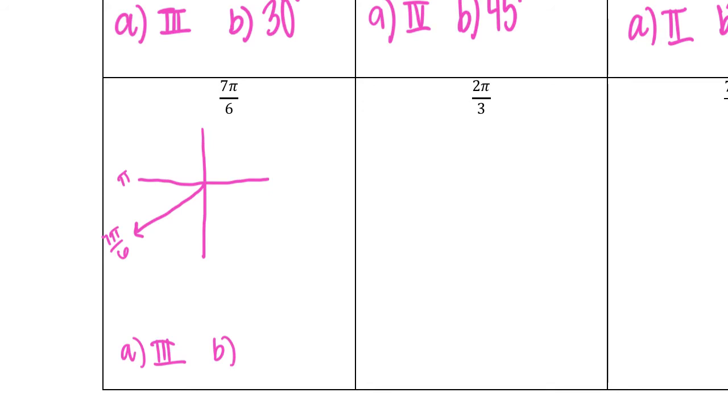If we're trying to find the reference angle, we're trying to find the angle that is formed between the x-axis and the terminal side of this angle. So you need to think to yourself, how far apart are 7 pi over 6 and 6 pi over 6, or one whole? They are pi over 6 apart. Pi over 6 is the same thing as how many degrees? You should be thinking 30 degrees from working yesterday. So our reference angle is 30 degrees.